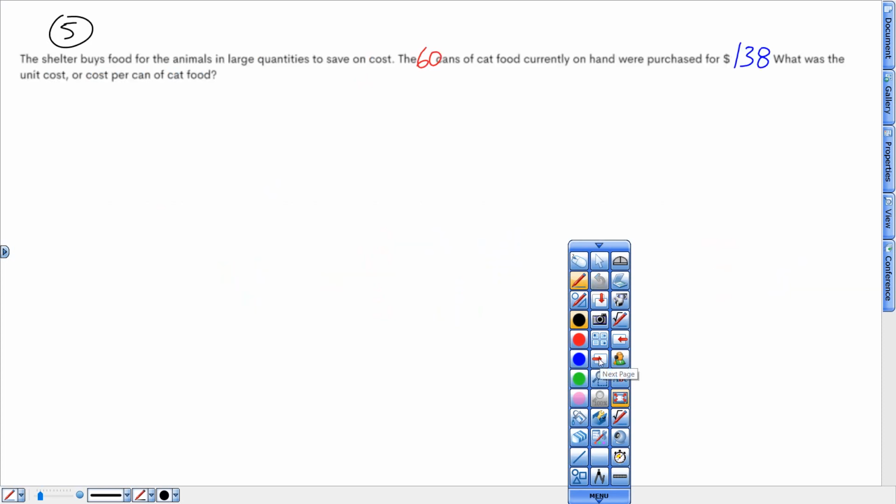Number 5, 60 cans, $138. This is just another unit rate problem. So just always, doesn't matter the order. It looks like they're trying to fake you out in the order. $138 always goes on top for 60 cans divided by 60 cans. Type that top number first. Type in 138 first.